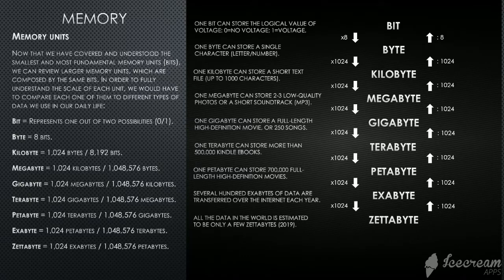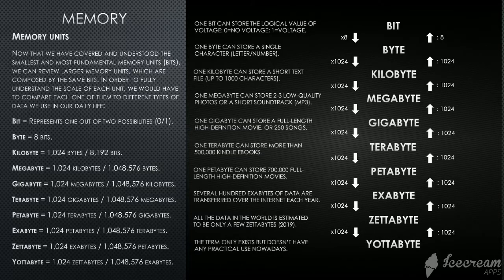Next we have a zettabyte. A zettabyte equals approximately 1000 exabytes or 1 million petabytes. As for 2019, all the data in the world is estimated to be only a few zettabytes. And lastly, we have the yottabyte. The yottabyte equals approximately 1000 zettabytes or 1 million exabytes. This term only exists in theory but doesn't really have a practical use nowadays.